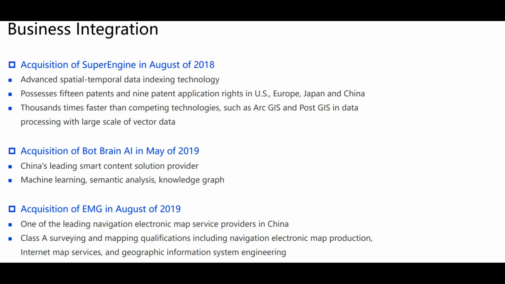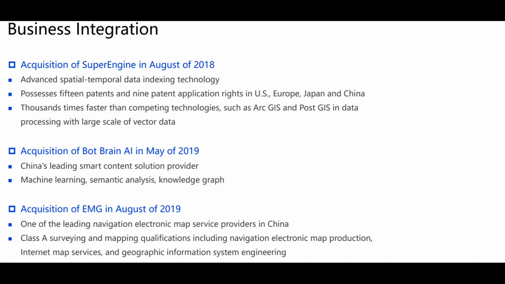Acquisition of Super Engine in August 2018, which was responsible for advanced spatial temporal data indexing technology, possesses 15 patents and 9 patent applications in the US, Europe, Japan and China, and is 1,000 times faster than competing technologies such as ArcGIS or PostGIS in data processing.